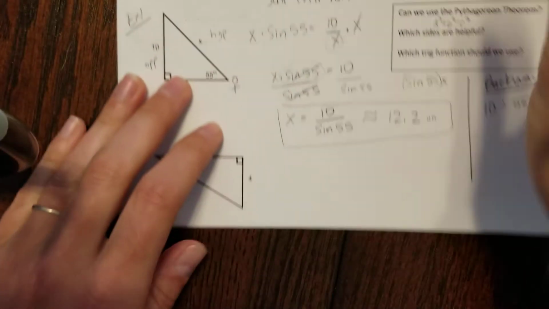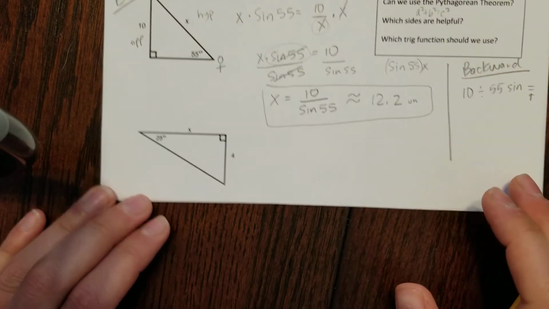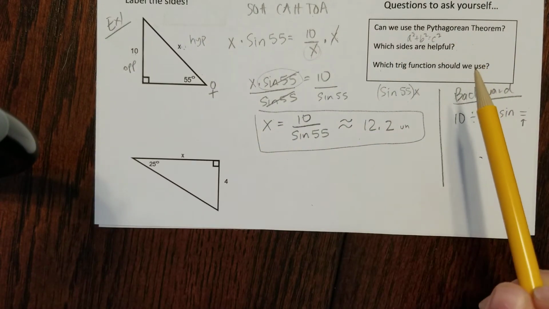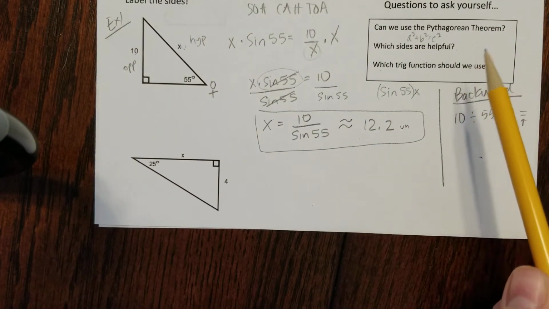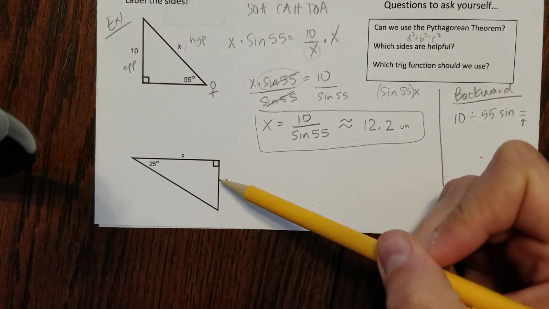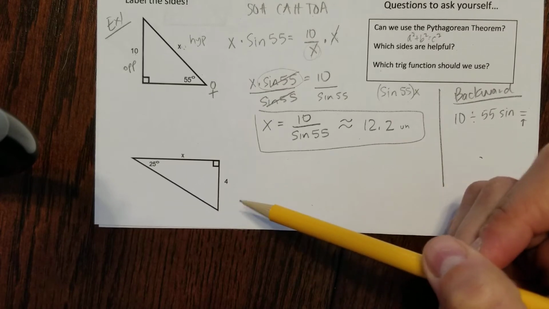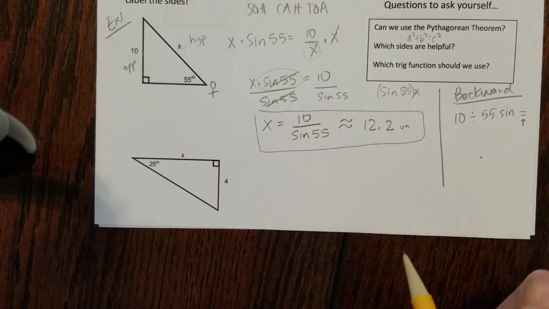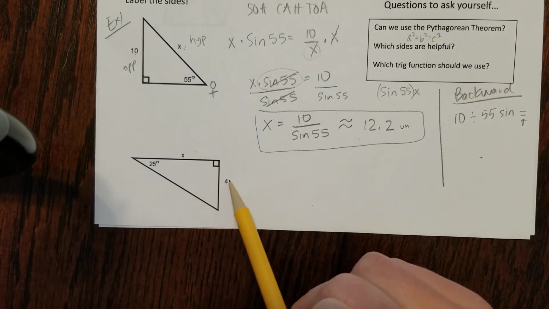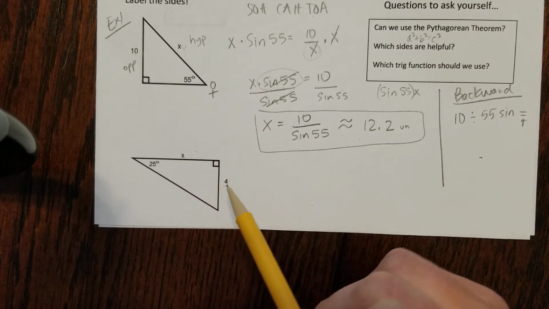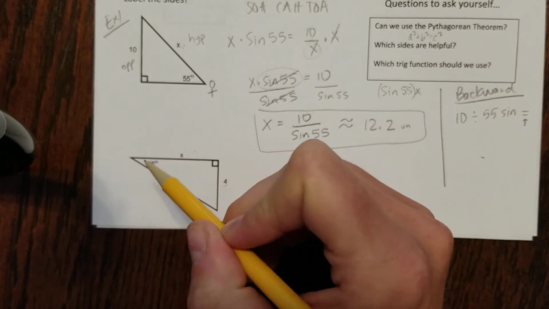All right, let's try another one. First question, can we use the Pythagorean theorem? A squared plus b squared equals c squared. We only have one side. For the Pythagorean theorem we'd have to know two sides, so we cannot use it. So which sides are helpful? Well, the two sides that are labeled are going to be the helpful ones, so this x and that 4. And this angle is going to be helpful.